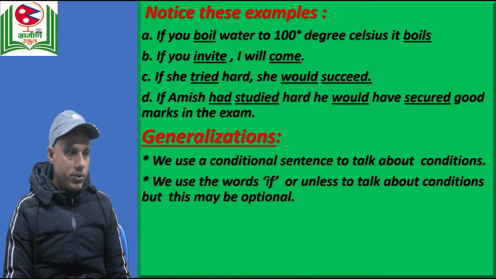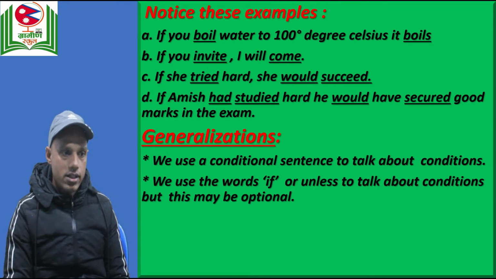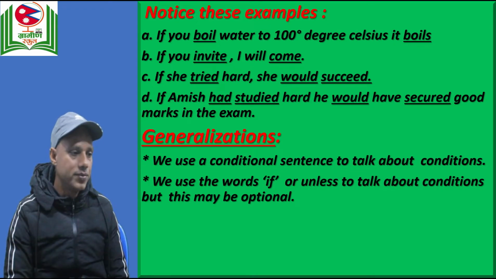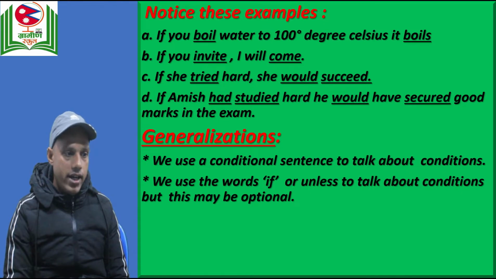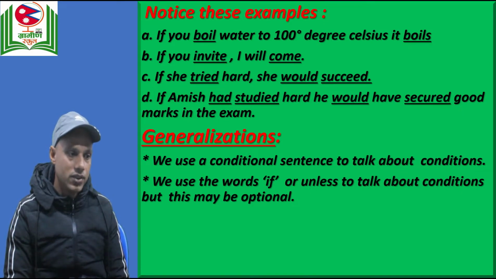The first example we have: if you boil water to 100 degrees Celsius, it boils. Number B: if you invite, I'll come. Number C: if she tried hard, she would succeed. And number D: if Amish had studied hard, he would have secured good marks in the exam.